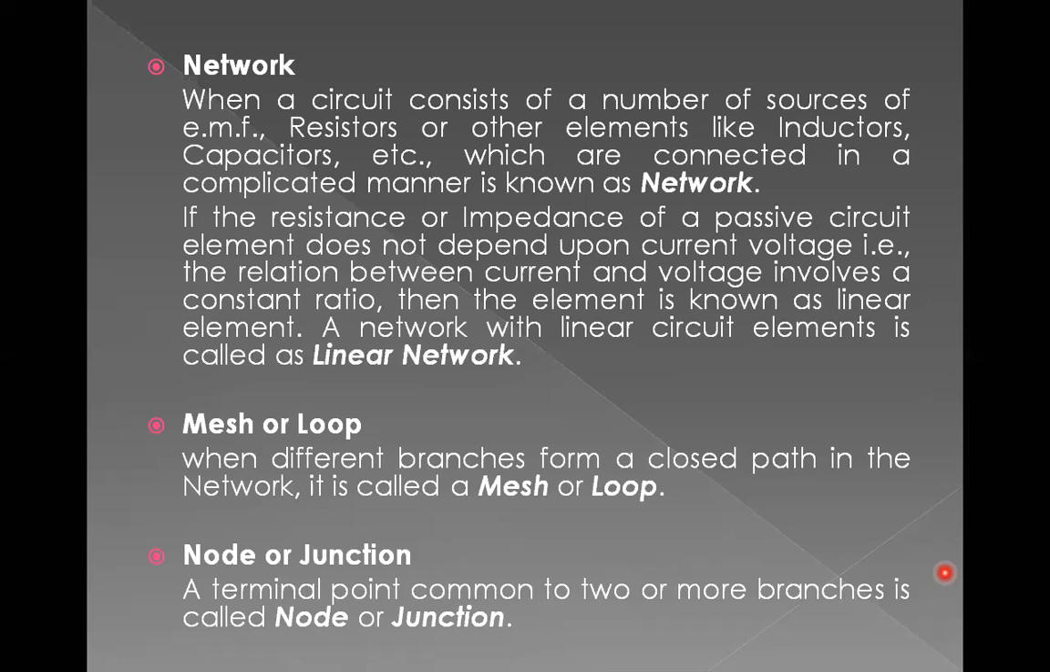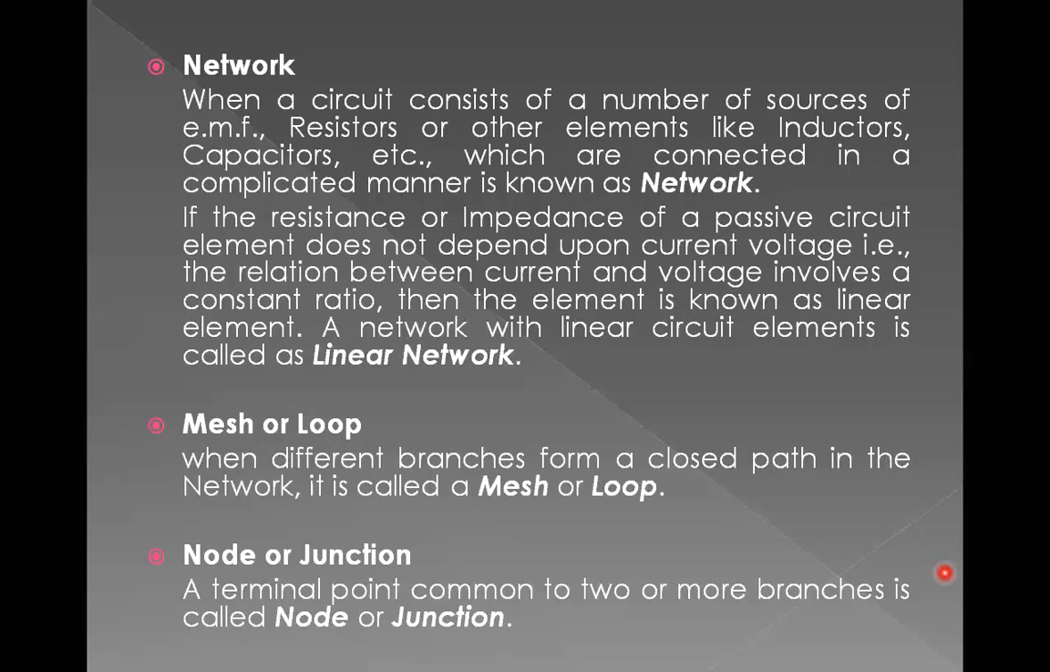So if the resistance or impedance of a passive circuit element does not depend upon current or voltage, that is, the relation between current and voltage involves a constant ratio, then the element is known as a linear element. A network with linear circuit elements is called a linear network. So when the relation between the current and voltage involves a constant ratio, then that network can be called a linear network.